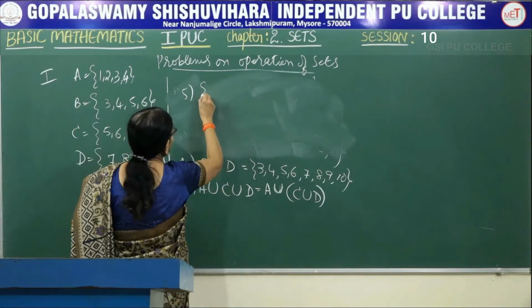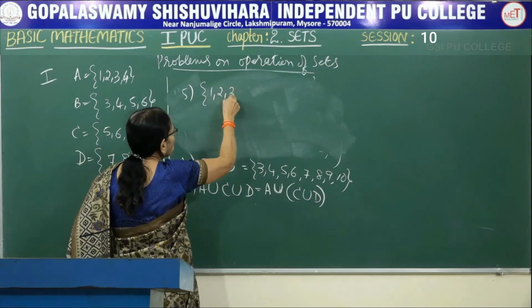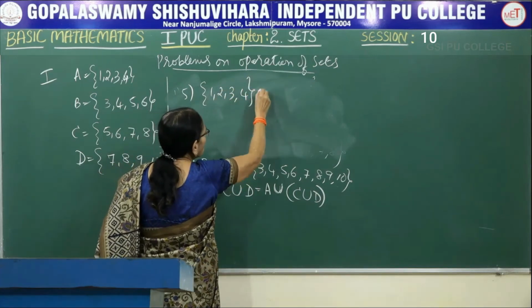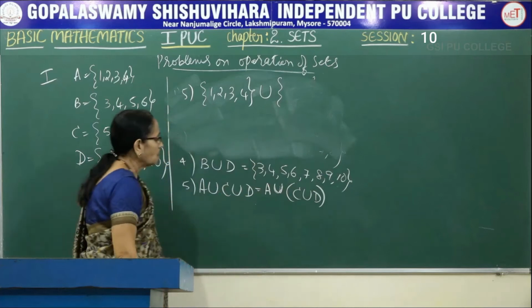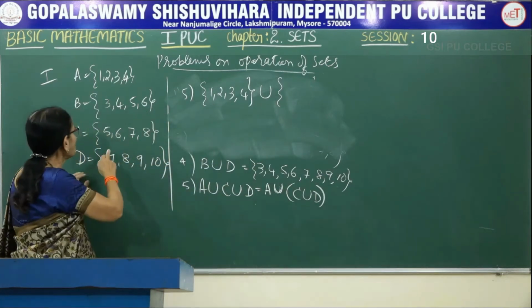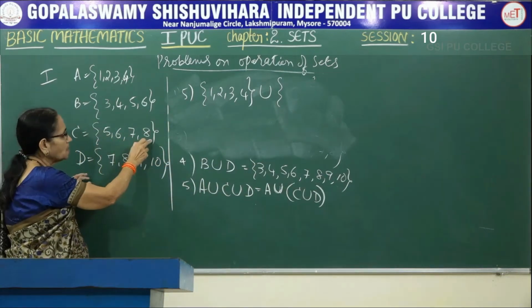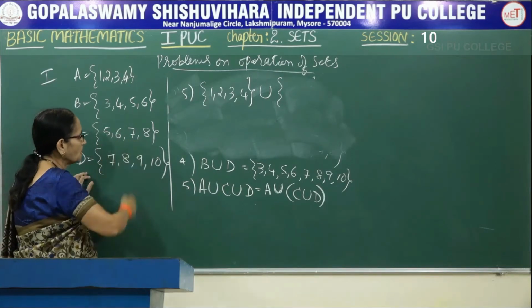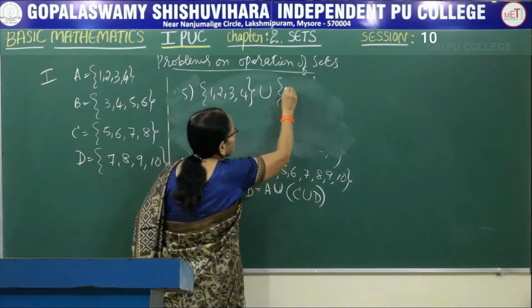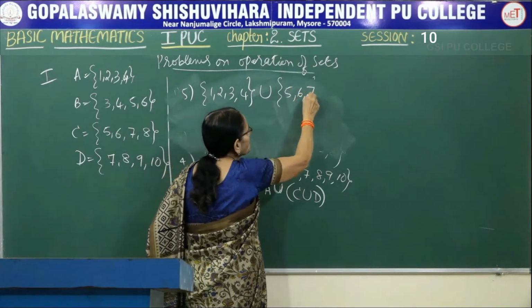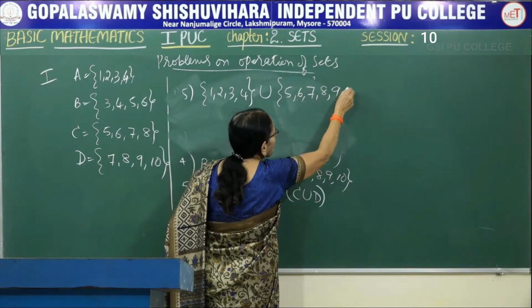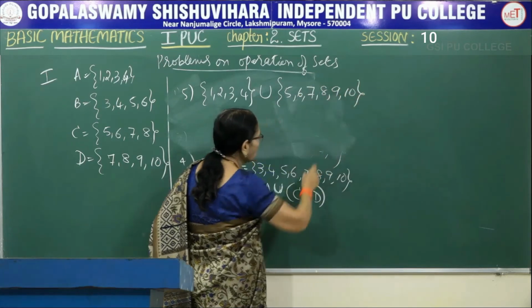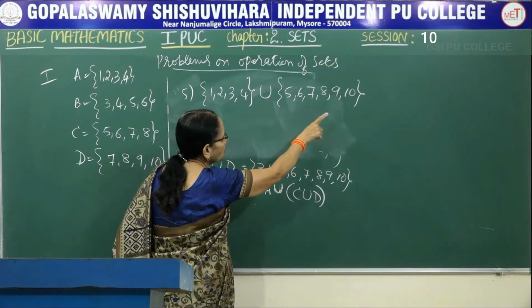A means it is a set containing 1, 2, 3, 4. Now C union D. Look at this one: 5, 6, 7, 8 and 7, 8 repeated. So I can write only once 5, 6, 7, 8, 9, 10. Now this is C union D, 5, 6, 7, 8, 9, 10.